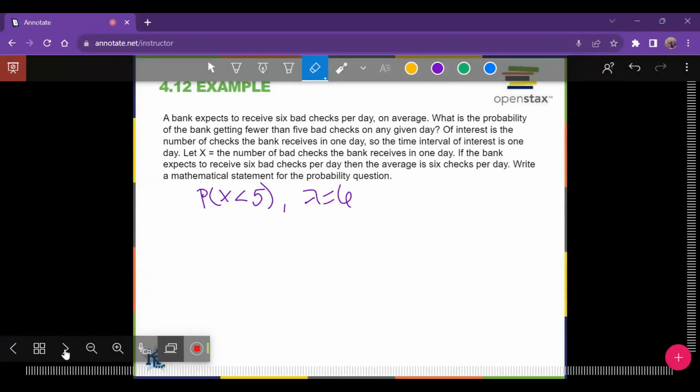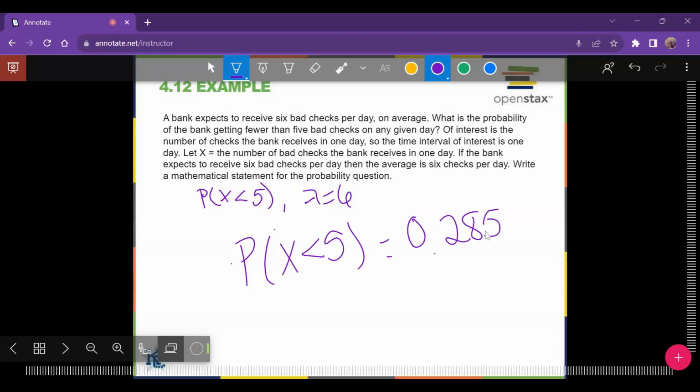So here, the probability that x is less than 5, when we put it in Excel, gives us 0.2851. Like I said, you can refer to the annotated notes, and they're more descriptive than what I'm writing here on your screen. The purpose of this video is mostly to show you how to use Excel and go over the highlighted points.